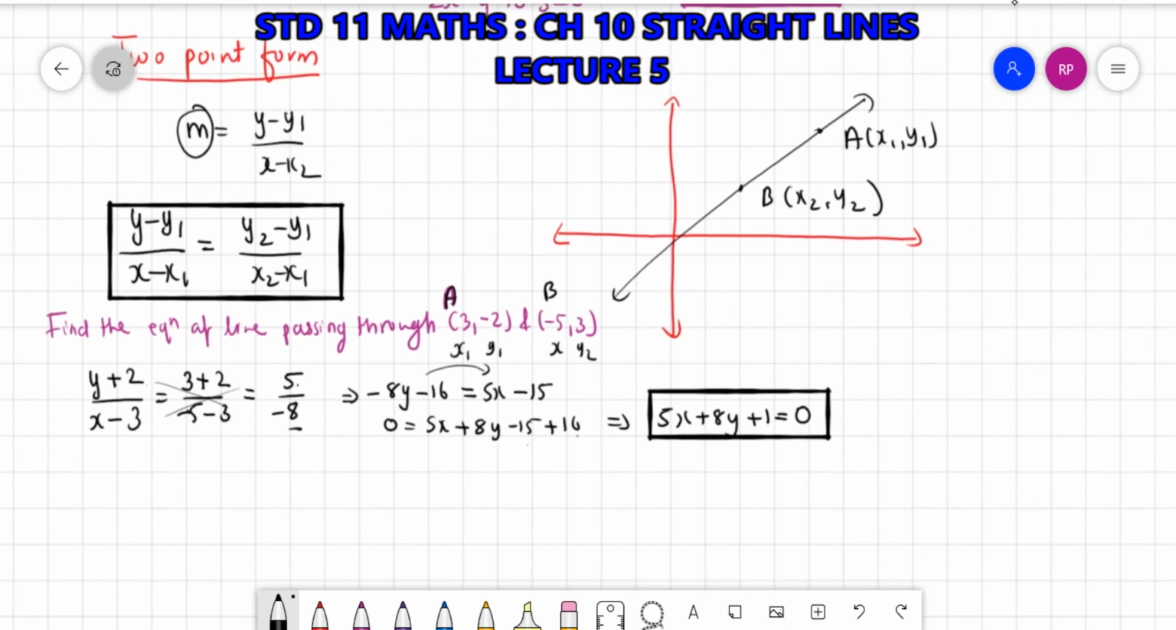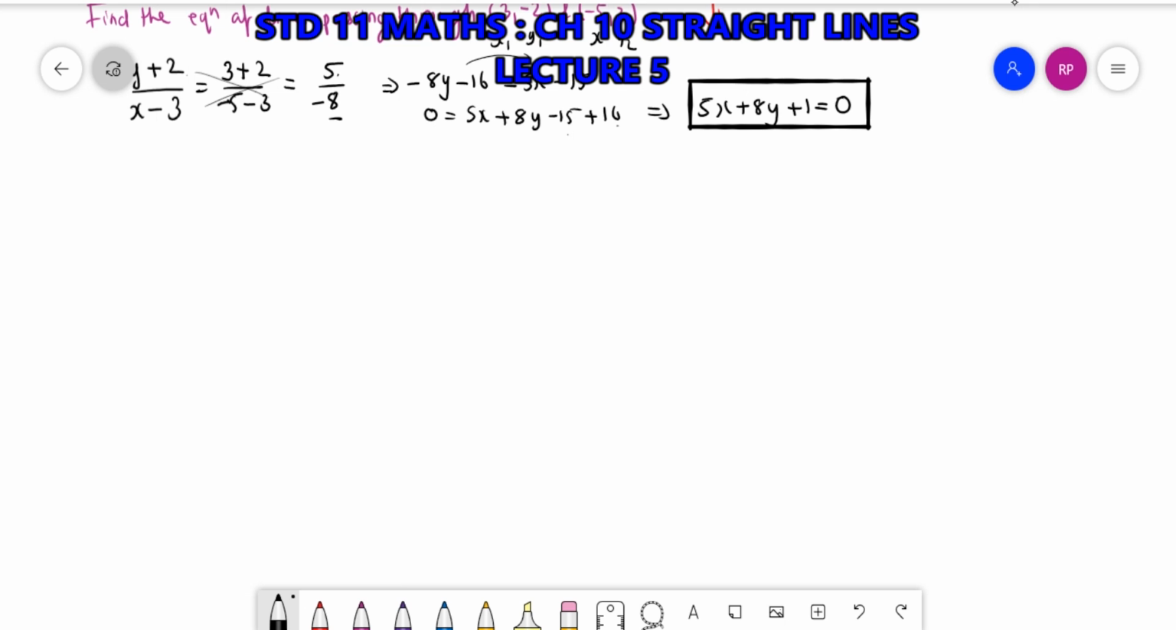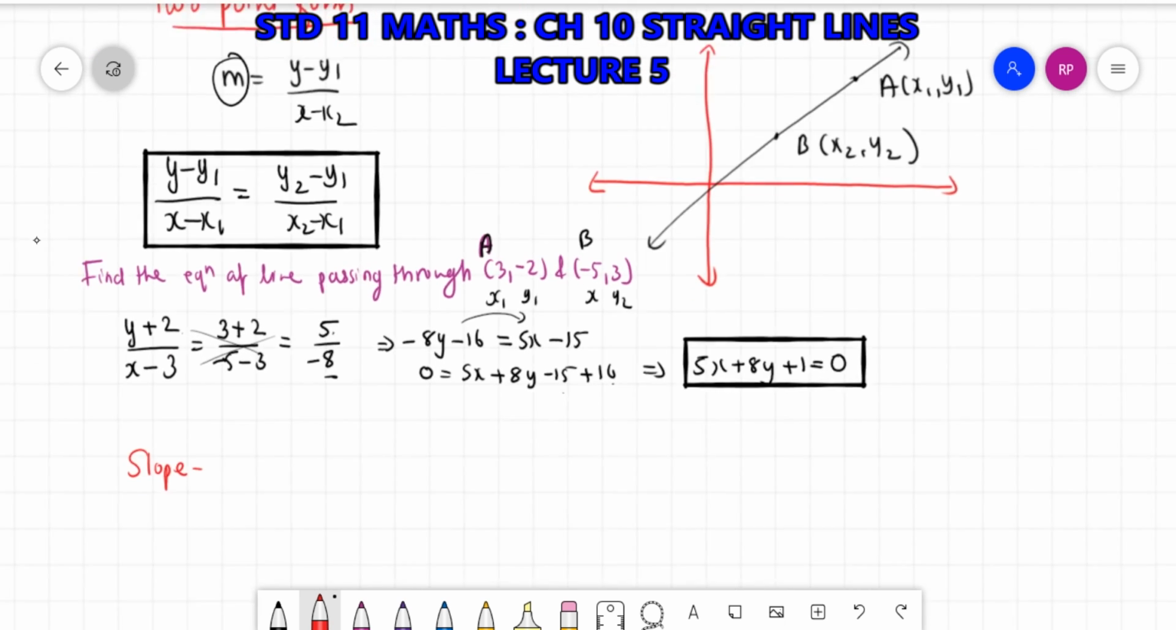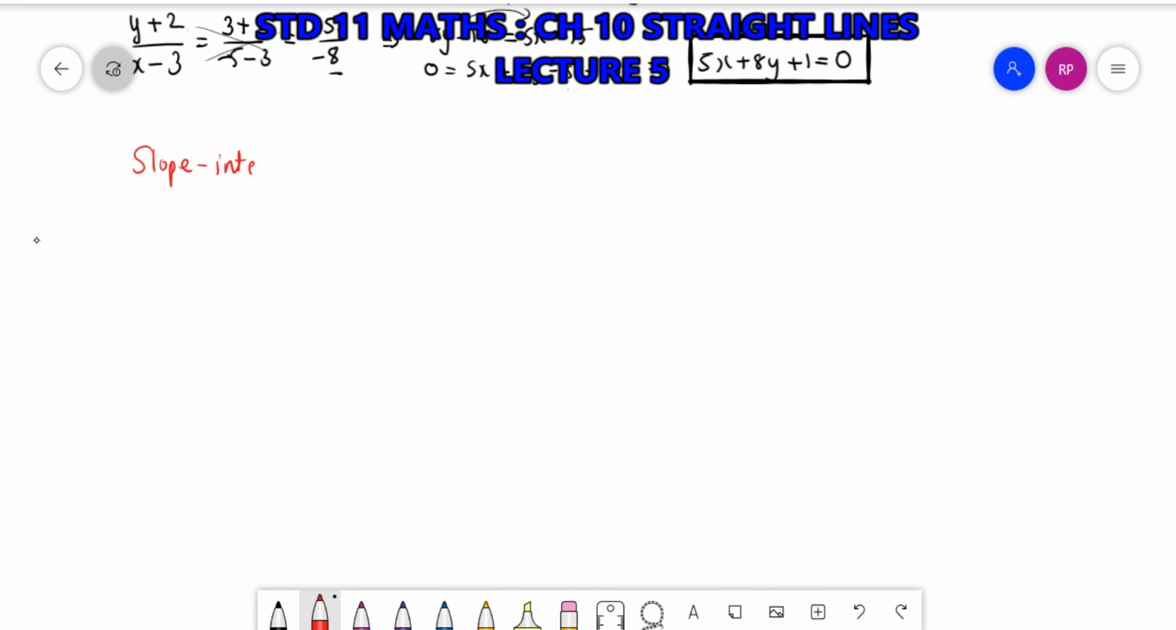Now, the next is slope intercept form. Slope and y-intercept are given. And see here, the slope of the line will be given and the y-intercept will be given.